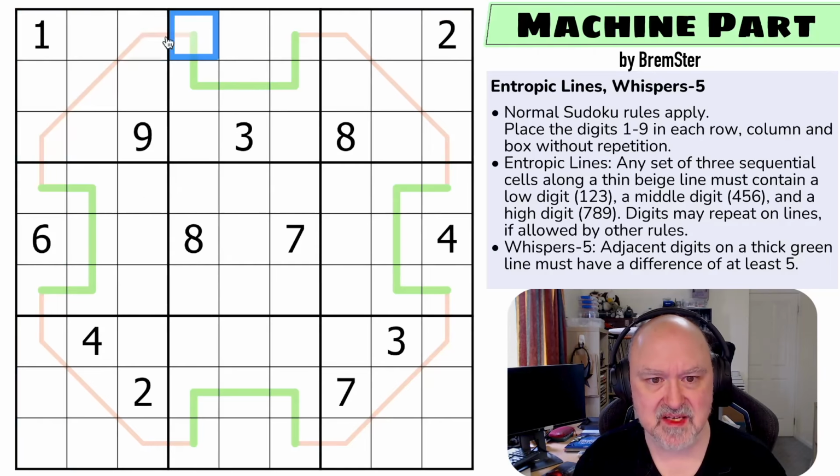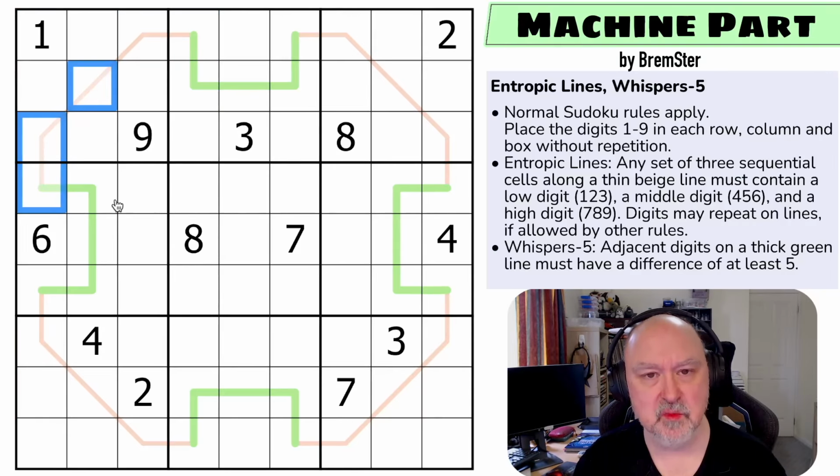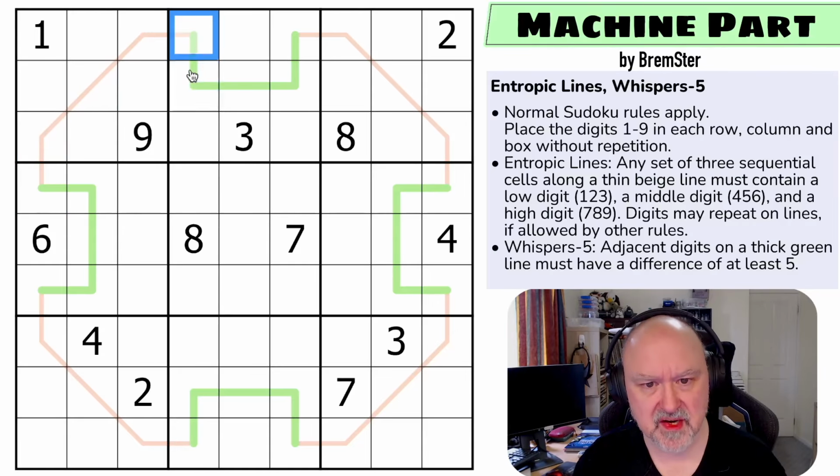I've made these lines a different thickness than I normally do, so people who have color issues can actually tell the difference. Each must contain a low digit, one digit from 1, 2, 3, a middle digit, one digit from 4, 5, 6, and a high digit, one digit from 7, 8, 9. Digits may repeat on lines if allowed by other rules. And then adjacent digits on a thick green line, so these are Whisper-5 lines, must have a difference of at least 5.